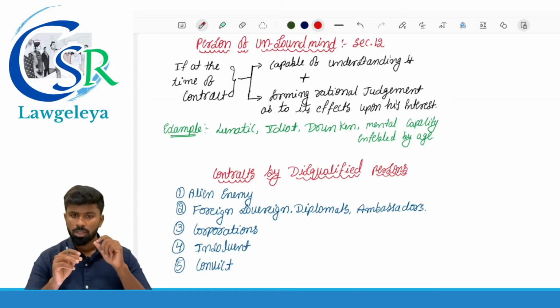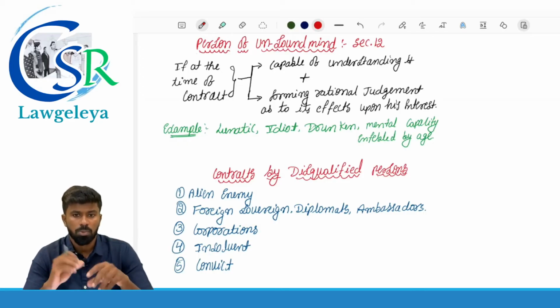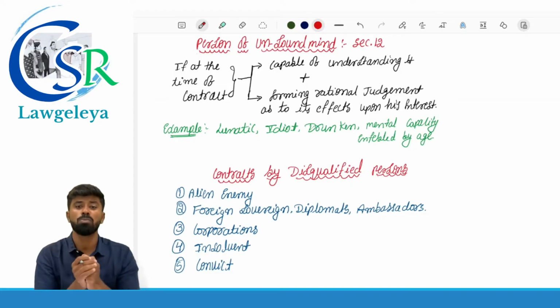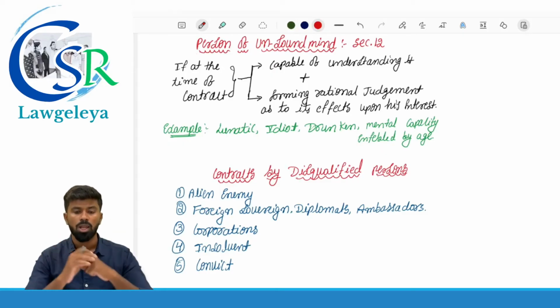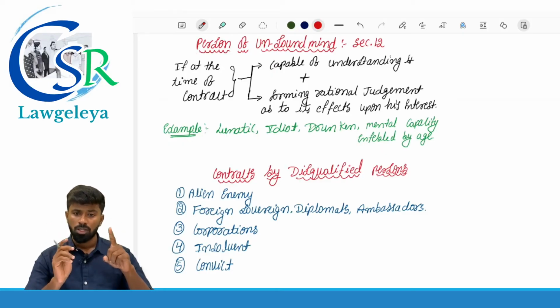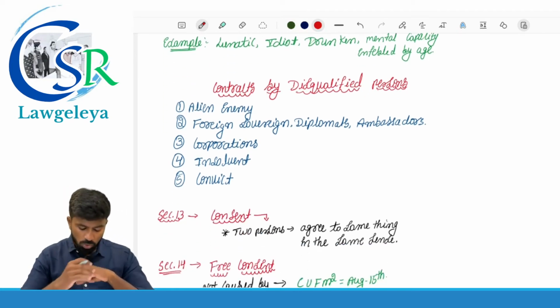But however, section number 68. If any necessary items are supplied to the unsound mind or the person whom he is legally bound to support, the assets of unsound mind is responsible. Section number 12. Capable of understanding, forming rational judgment. Contract is valid.